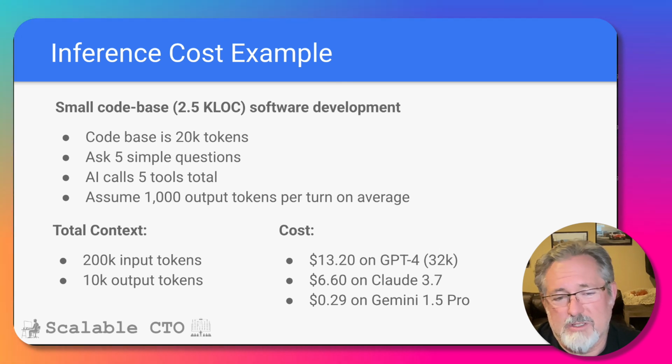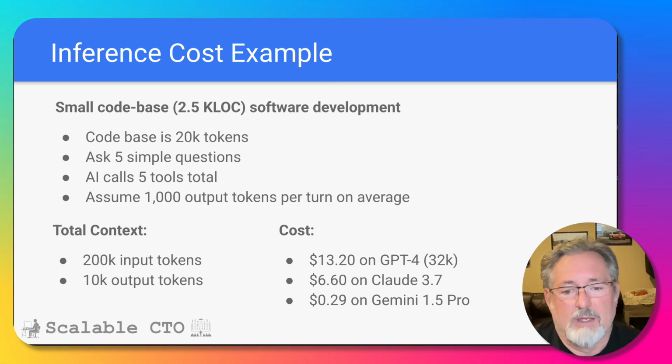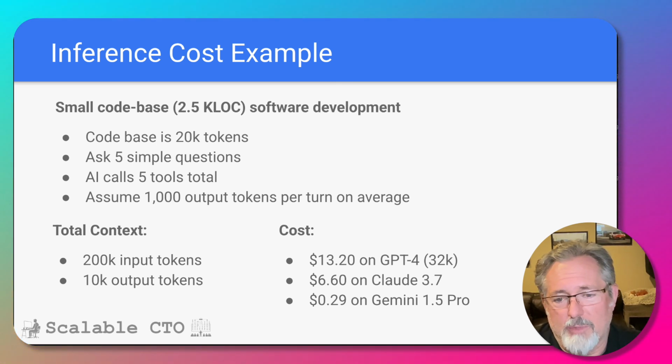So this is like a small code base, and this is a 5-minute session of writing a feature. This is not like all day. This is something that's going to happen literally in 5 or 10 minutes. And in that, you're going to run 200,000 input tokens through and 10,000 output tokens, because you're going to run the 20,000 tokens of the whole code base every time you ask it a question and every time you give it a tool response. Which means on GPT-4, with the model that's big enough to hold that context, that's $13 to run that inference. On Claude, it's actually like $3 now, but when I made this slide 3 days ago, it was $6.60, and Gemini 1.5 Pro was 29 cents.